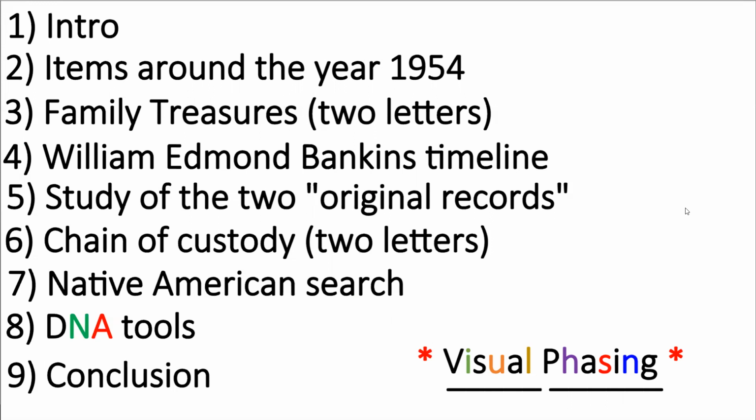We'll discuss the chain of custody. We'll dibble and dabble into some Native American heritage. And then we'll use DNA tools and visual phasing methods to flush out and see if we can't get some additional clarity using some of these methods to help us in that regard. And then we'll conclude on the back end and entertain any questions you might have. So with that, we'll start with 1954.